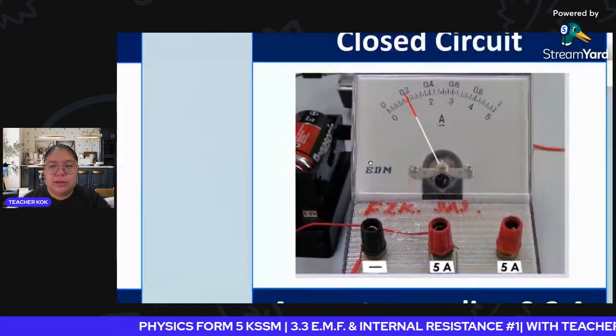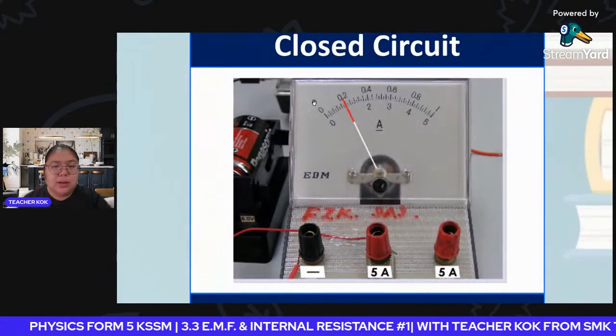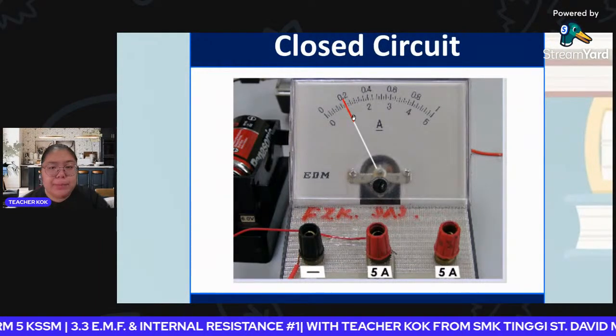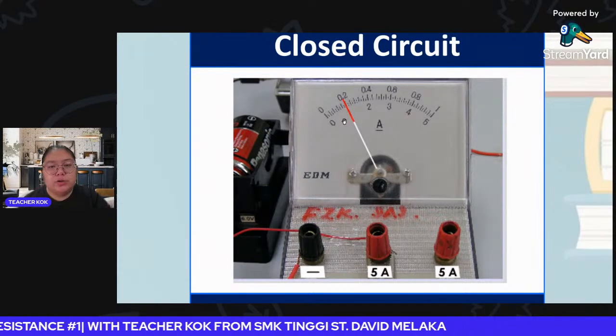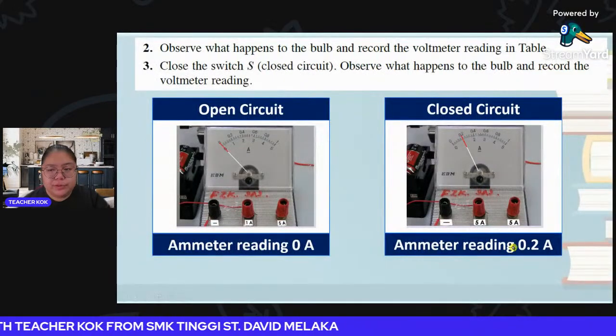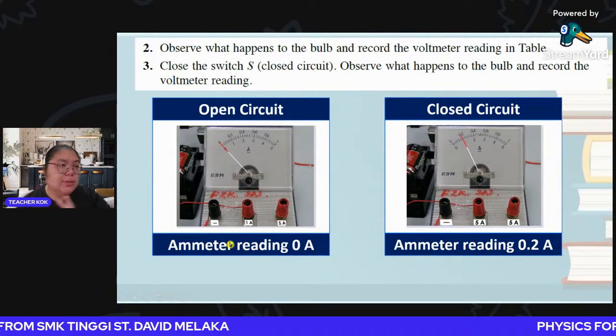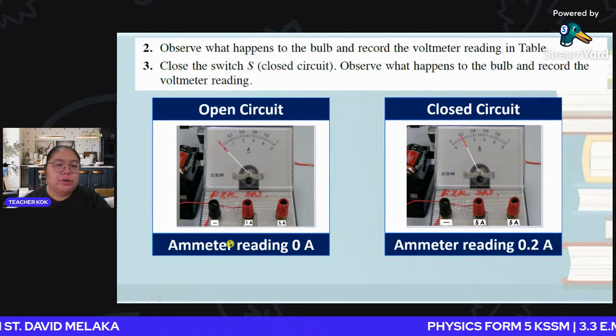Then we go and see the second one. When I just close the circuit, the ammeter shows 0.2. So when it shows 0.2, we drop down 0.2 ampere. When open, nothing, no current. Okay, so we continue.